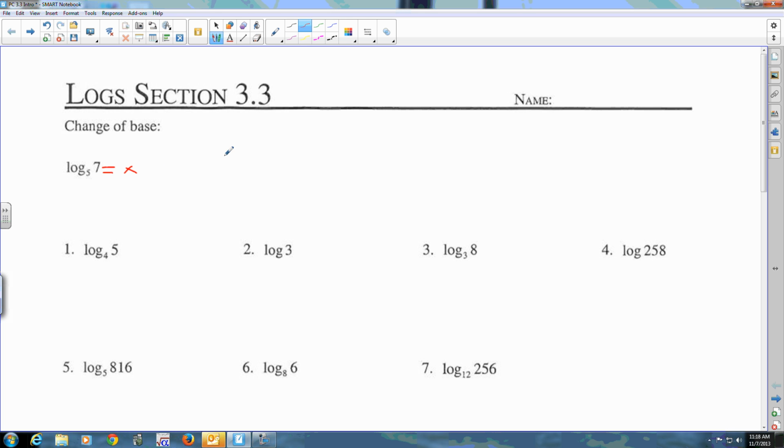I translate this, and it becomes 5 to the x is equal to 7. Now, it's looking for what's the exponent on 5 that gives you 7. 5 to what power is 7? As an analogy, let's say I have x squared is equal to 17. To solve that, I would do something to both sides, and as long as I do the same thing to both sides, it's legal. Because I have a log base 10 button on the calculator, I'm going to take the log of both sides.